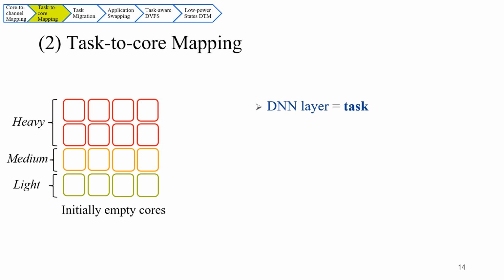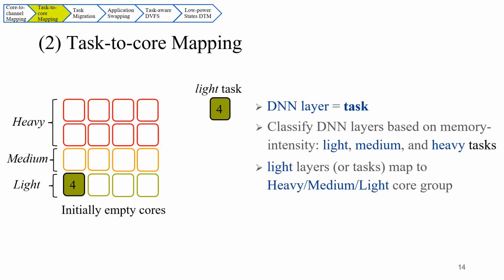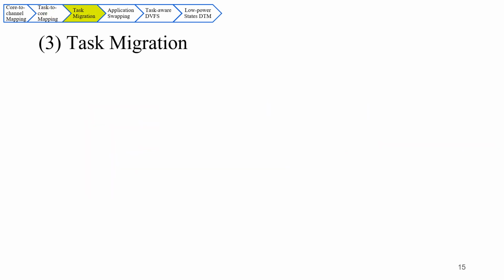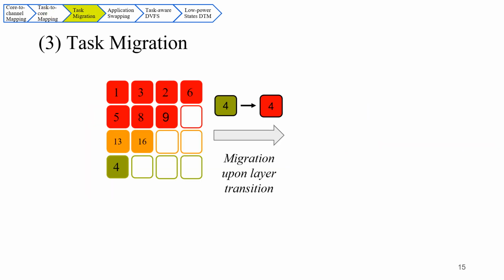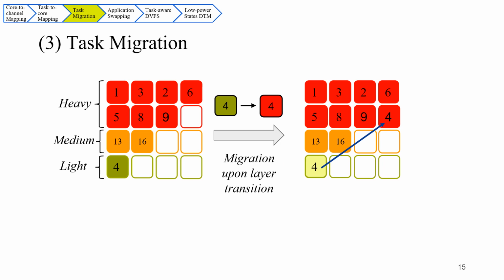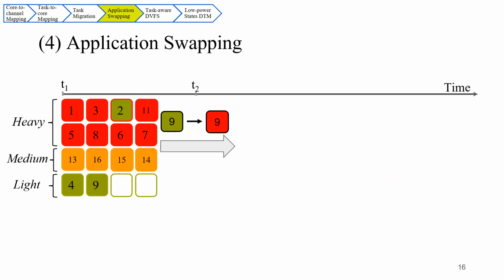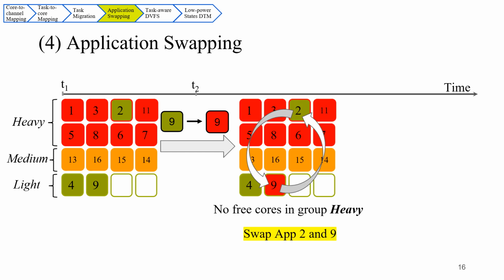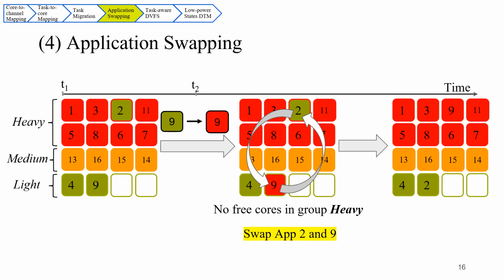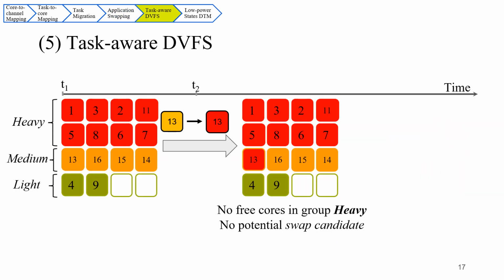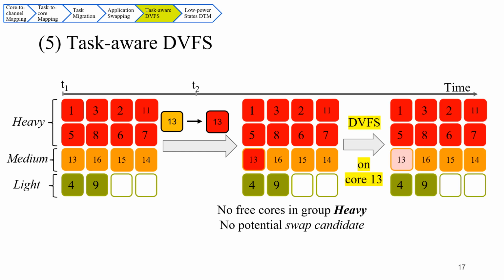Considering a DNN layer as a task, we map the light task to light group, medium to medium group, and heavy to heavy group. Upon layer transition in an application, we migrate the application across groups. Upon layer transition in an application and no free cores available in the ideal core group, EuroMap swaps the application across groups. Further, upon layer transition and unavailability of potential swap candidate, EuroMap performs task-aware DVFS.